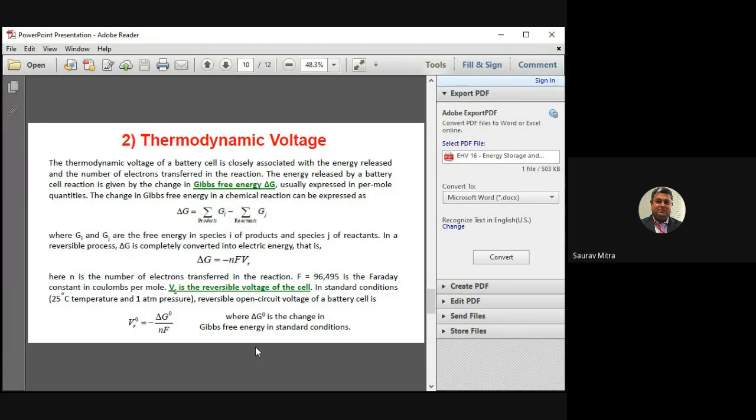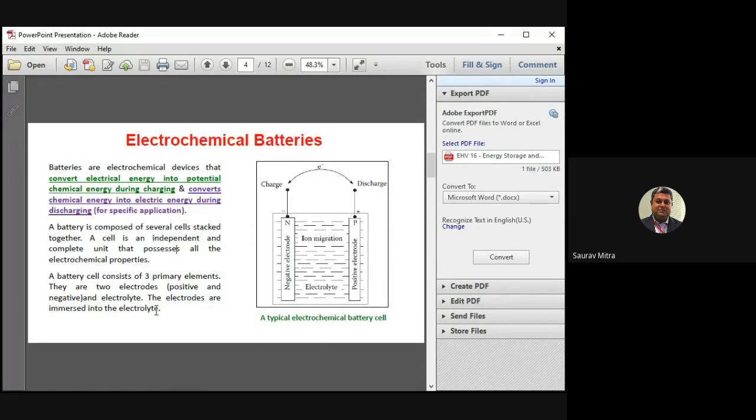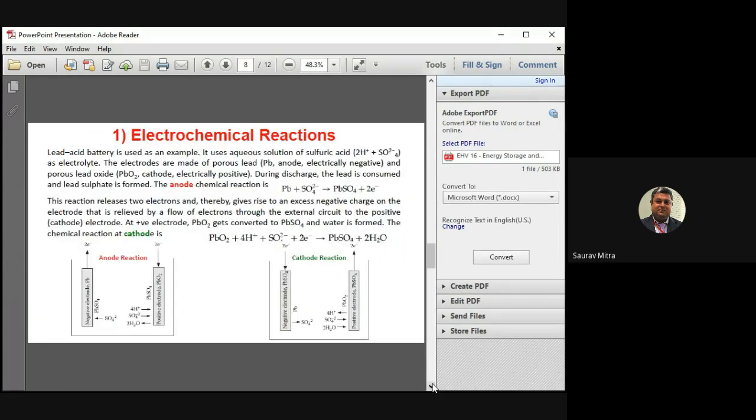Delta G is equal to minus NF VR, where VR is called the reversible voltage, and the definition is given here, along with the standard temperature and ambient pressure. So this VR is measured at 25-degree room temperature and 1 atmosphere outside pressure. Now I'm coming to the next slide.